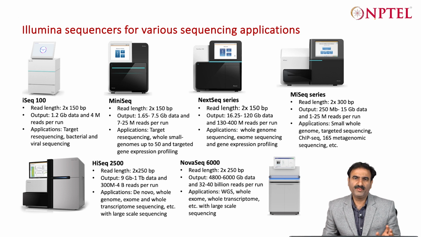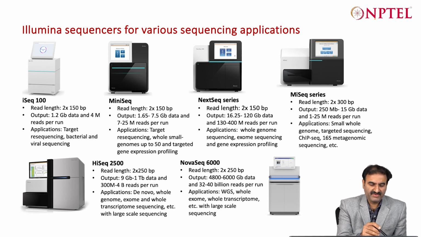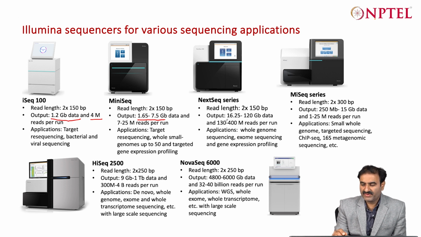So, like I said, there are so many types of Illumina sequencers. You can see iSeq, which can produce about 1.2 GB of data, which is very good for a single genome. You can run a single genome very easily, about 400 million reads per run. MiniSeq produces about 1.65 to 7.5 GB of data. You can mix almost 7-8 genomes here. NextSeq can produce from 16.25 to 120 GB of data, which will be very good for sequencing a lot of genomes together.